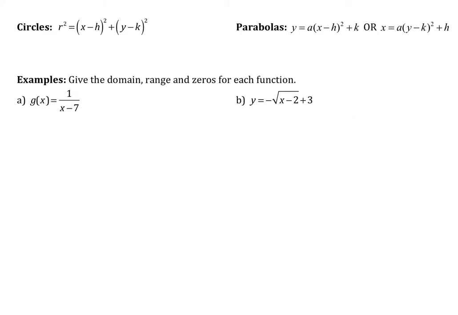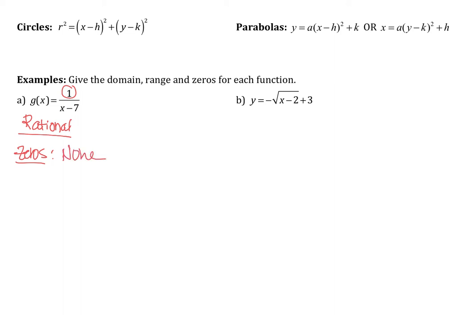Okay, so this first one, we're starting off with a rational function. So this here is rational. We just ended that unit not too long ago. So we can find the zeros. Remember, if we find the zeros, we're just basically solving the numerator. So here I have nothing really to solve for in the numerator, so we have no zeros.